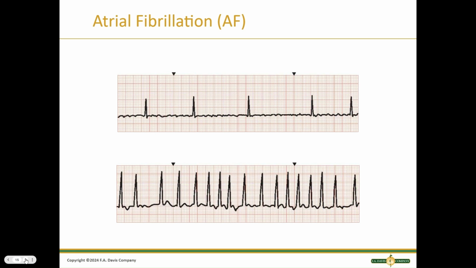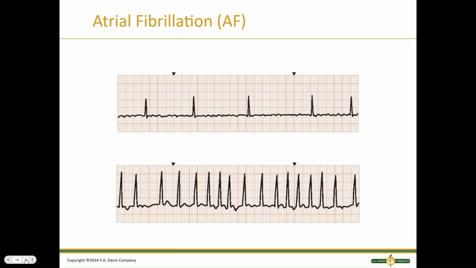Strip A shows a controlled AFib. We see that there's not one distinct P wave, but multiple atrial contractions between your QRS. And then in strip B, this would be considered an uncontrolled atrial fib with rapid ventricular response, or you would see that as RVR.